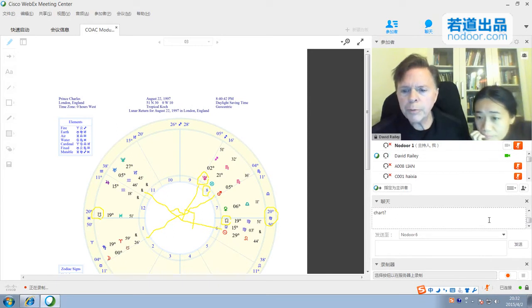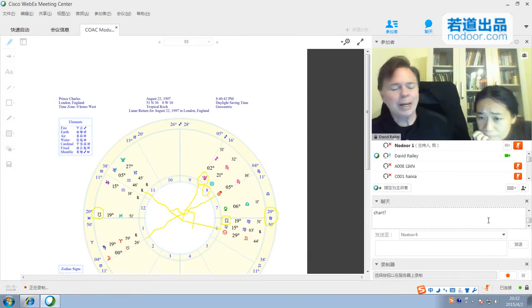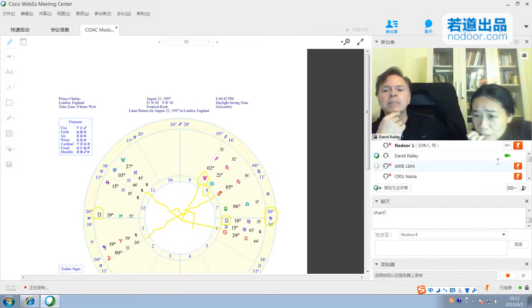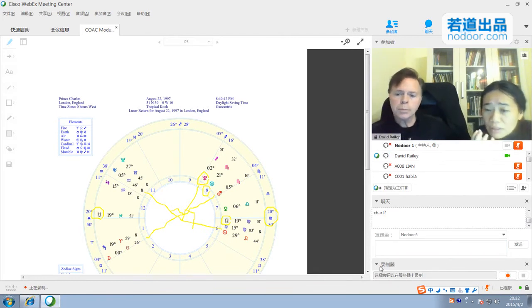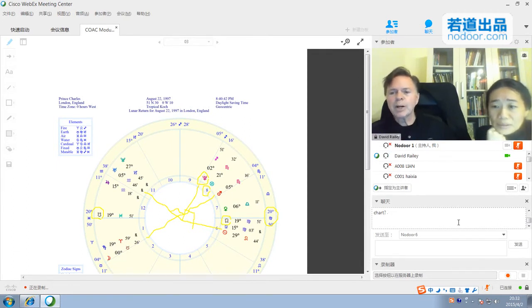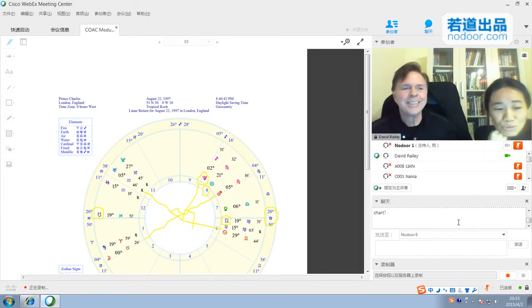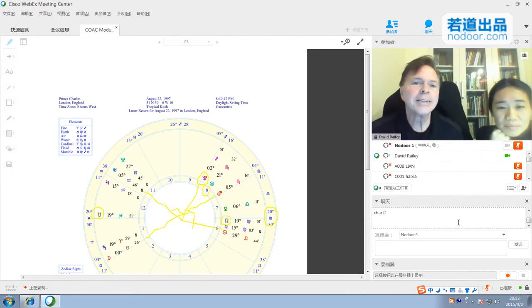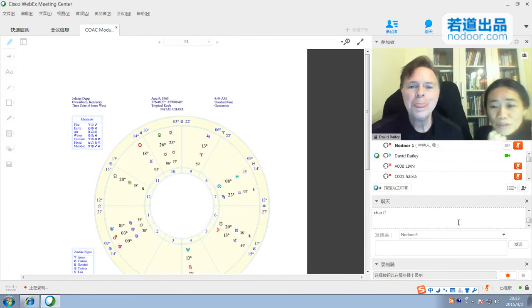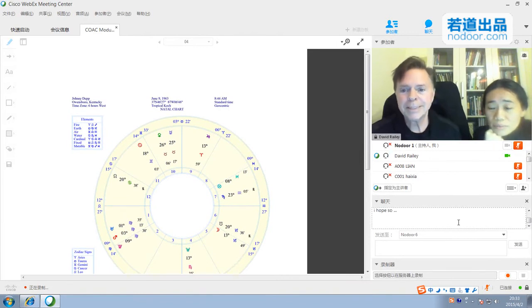Another question: we have 12 months but 13 lunar return charts. That's correct. So it's not an extra chart, it's just a different calendar. It's not our January, February, March calendar. There's no such thing as an extra month. Are you wanting an extra month of vacation? It doesn't work that way.